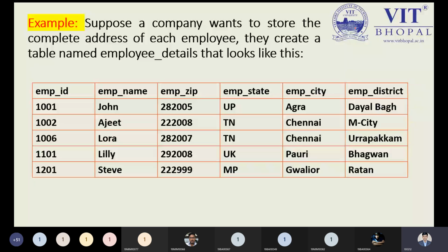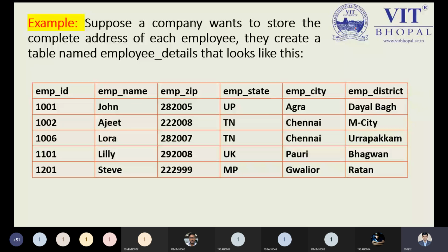So employee ID we have the same as it is, employee name, employee zip, we also have employee state like UP, Tamil Nadu, Uttarakhand, MP. Employee city I'm putting over here: Agra, Chennai, Pauri, and Gwalior. And employee district means some area of the particular city. So in Agra, the students who belong to Agra know about the Dayalbagh area, and those who belong to Chennai are familiar with terms like Purasawalkam. They know these areas well.